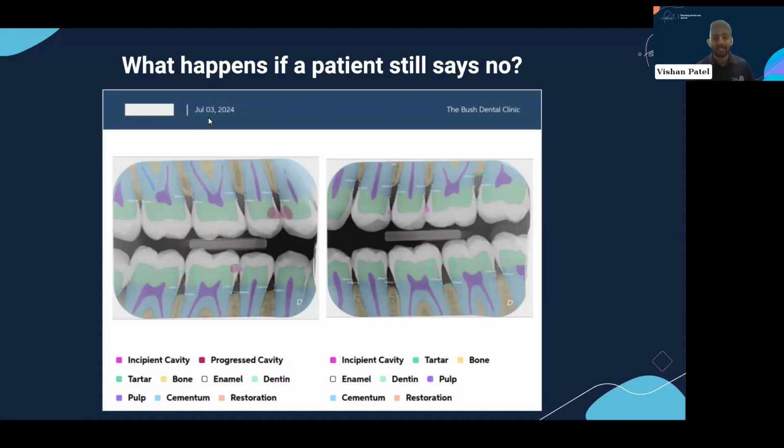It also gives the date in the top left, and you can put your practice name in the top right. Now, this document can be used to show that you yourself as a dentist have gone over and provided the relevant information to a patient. If a patient, for example, comes back needing root treatments after not proceeding with treatment, you can clearly show that you've done everything to educate them on why they need treatment in the first place.